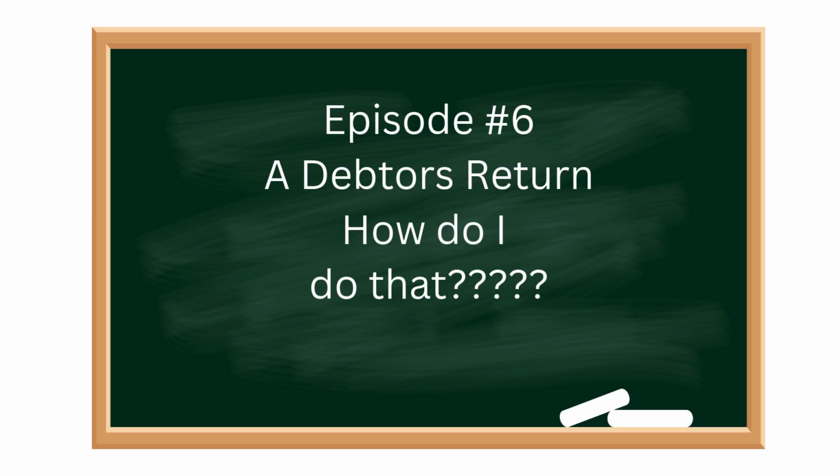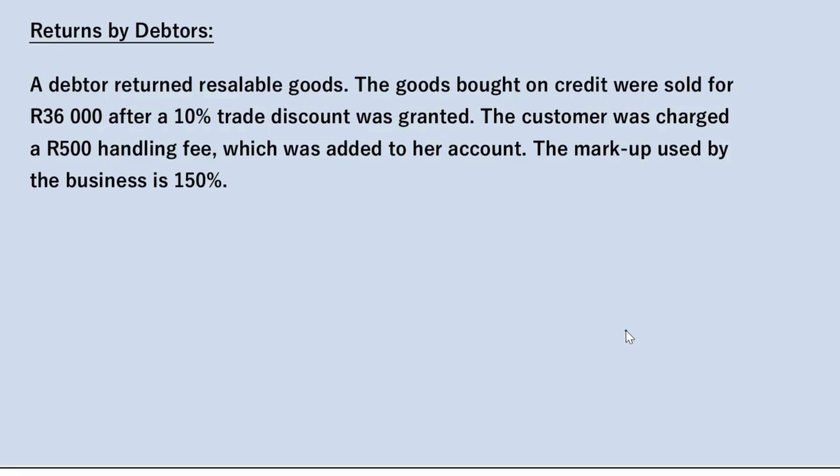In this episode, we're going to discuss how to record a debtor's return if you are given a trade discounted selling price and if the customer is charged a handling fee for goods that were correctly supplied. So, Yaki, we've got a question here about a debtor that returned resellable goods that they bought on credit previously. Now, there's an interesting first sentence there. It says a debtor returned resellable goods, and that's going to make sense when we get to another question a bit lower down in this problem.